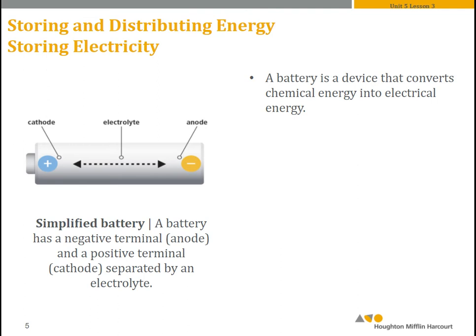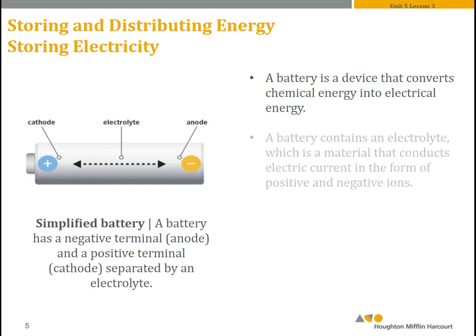So a battery is using what kind of energy? Well, it's got this energy stored in chemicals. So it has chemical energy that is converted into electrical energy. Rechargeable batteries are able to reverse that process. The electrolyte is the conductive material that carries electric current between the cathodes and the anodes.